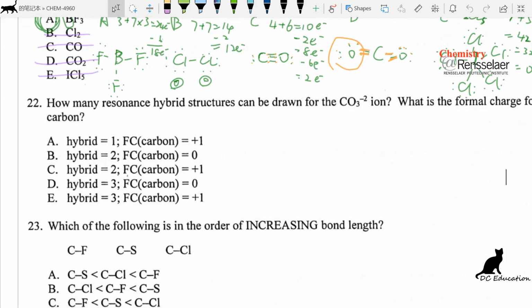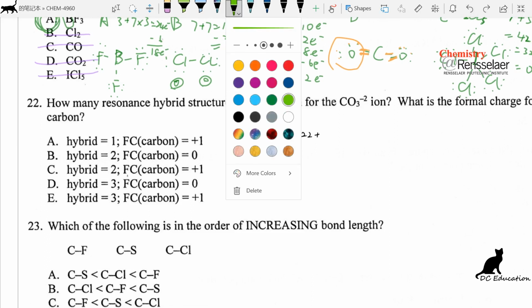And so this is a formal charge problem, and what we should start with a formal charge problem is to calculate out how many valence electrons we have in the entire molecule. So carbon has 4, and oxygen has 6 each, and there are 3 oxygens in total. So this will give us 22, and you can see there's a 2 negative charge over here.